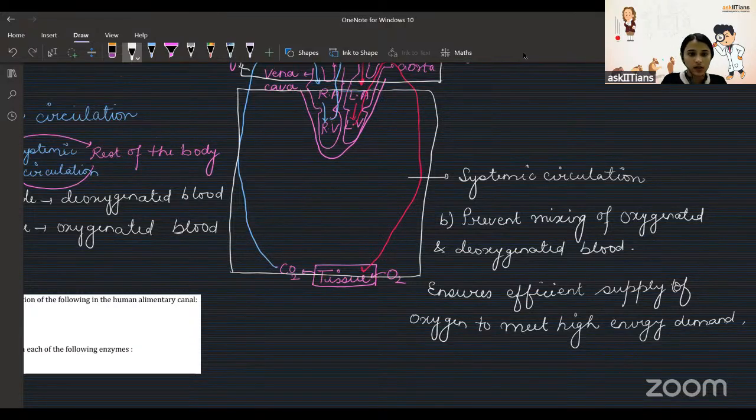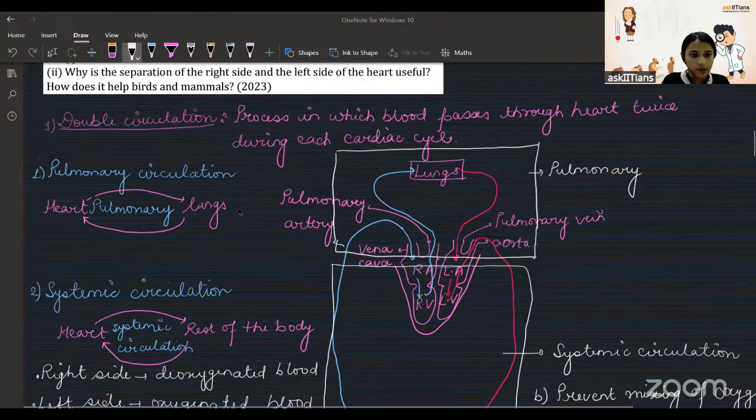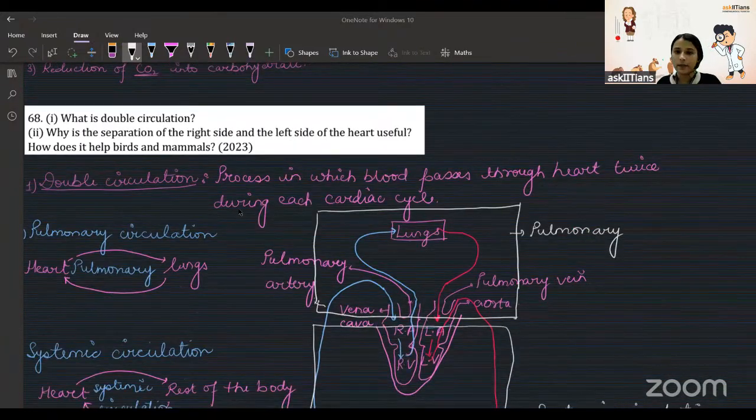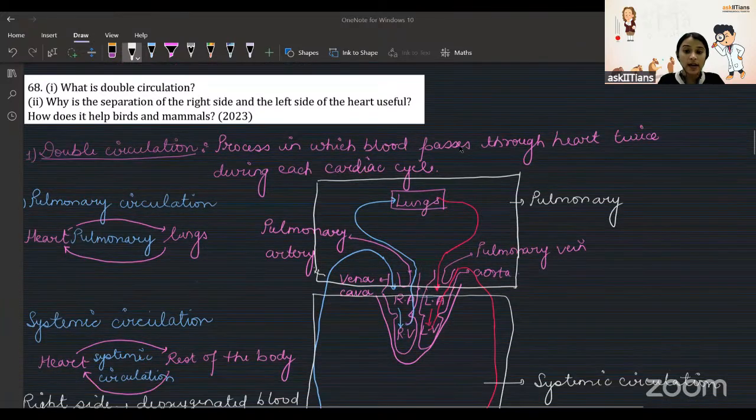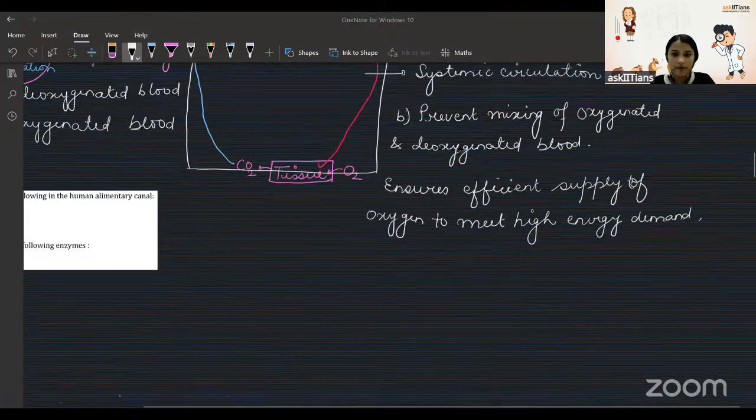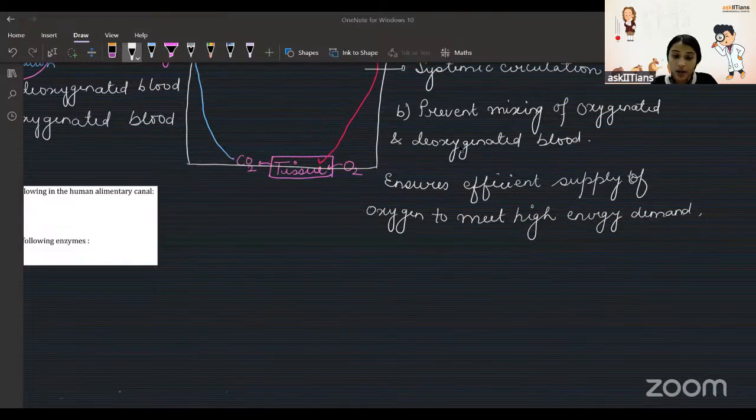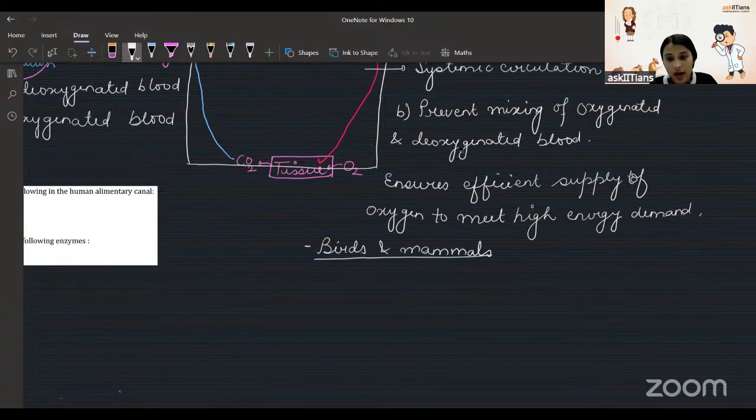Now, see, there is one more part. How does it help bird and mammal? So this separation of right and left side of heart helps those animals which require large amount of energy. For example, birds and mammals. Now, why do birds and mammals require large amount of energy? Because they are warm-blooded animals.